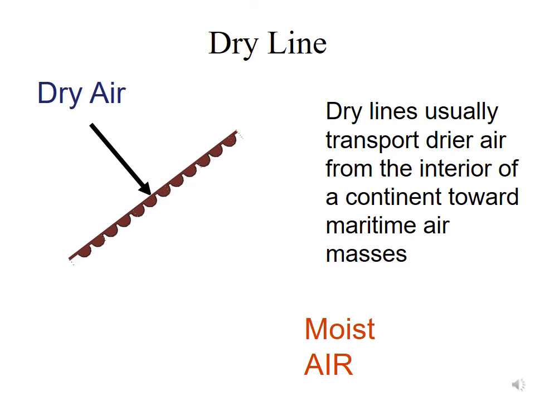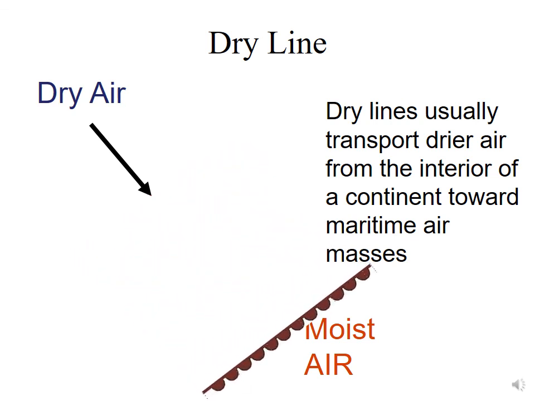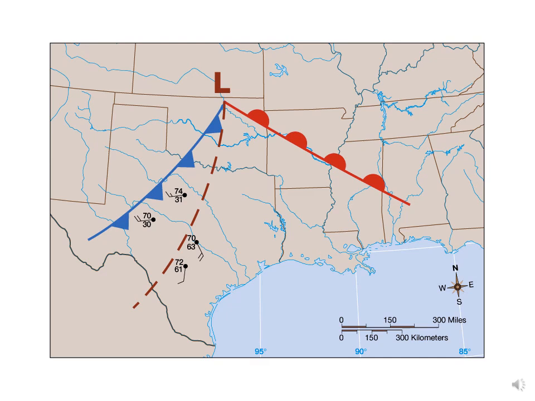And so these dry lines are usually transporting drier air from the interior of a continent towards the maritime air masses along the edge. So in the United States, this often happens just to the east of the Rocky Mountains, where we have a continental tropical air mass that was located over Colorado, New Mexico, or Mexico itself. And then we have a cold front that is moving down from Canada along the eastern edge of the Rockies, and we have our maritime tropical air mass that is moving up from the Gulf.